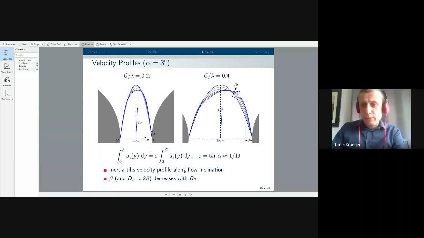is carried by a width of the flow that is getting narrower and narrower. If you imagine that the flow is tilted towards one of the posts, then the integral up to beta requires a smaller value of beta, the more you are tilted. This means that the critical particle diameter decreases with increasing Reynolds number. Therefore, if you have a device constructed for a given particle diameter and you operate it at a different Reynolds number, you will definitely see a different critical separation of the particles, which may be desired or not.